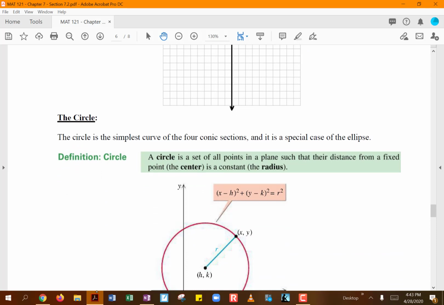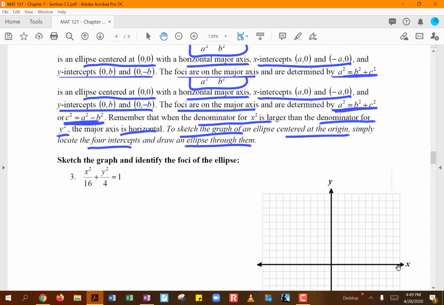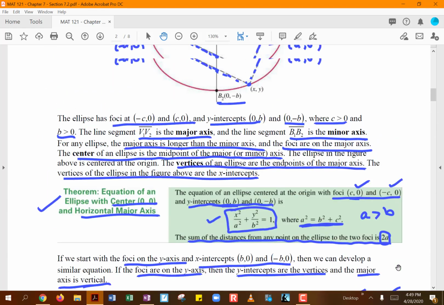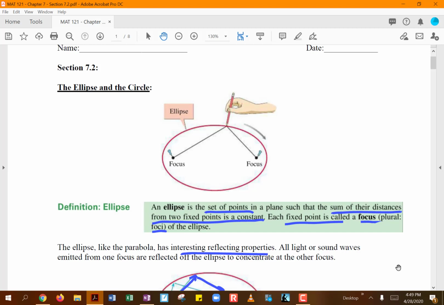Now let's move on to our second shape that we want to talk about here, which is the circle. As you can see, the circle is the simplest curve of the 4 conic sections we are looking at, and as I mentioned earlier, a circle is a special case of the ellipse. If you think about this ellipse over here, and you bring those two foci together into a single point, you're basically compressing that ellipse into a circle.